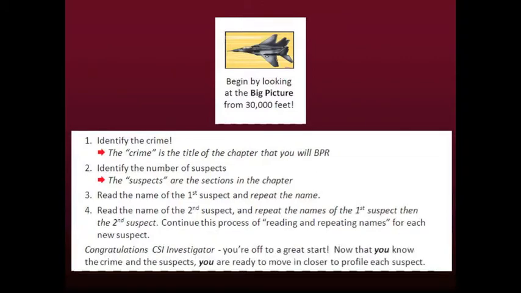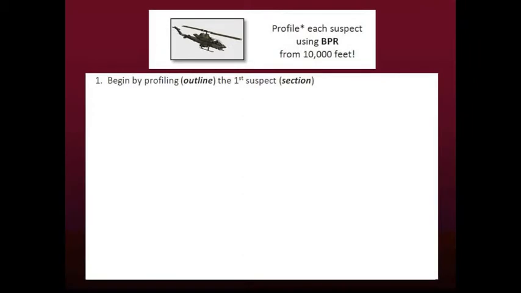Congratulations, CSI investigator. You're off to a great start. Now that you know the crime and the suspects, you are ready to move in closer to profile each suspect. From 10,000 feet, you can see more clues. But don't worry about having to understand everything. Remember that as an investigator, you are preparing yourself to solve the crime at ground level in the classroom. Begin by profiling the first suspect.